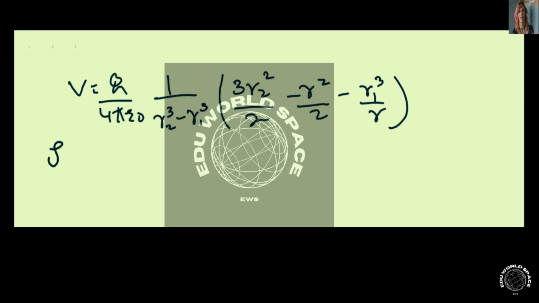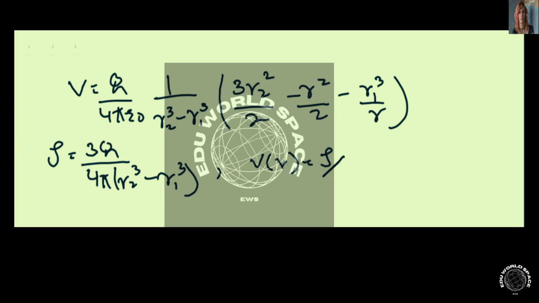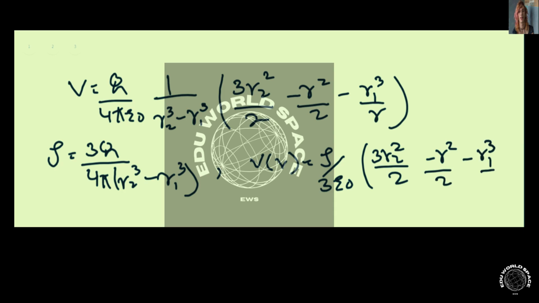Since density is equal to 3Q divided by 4 pi (R2 cube minus R1 cube), this can also be written as V of R, that is density over 3 epsilon times 3R2 squared divided by 2 minus R squared divided by 2 minus R1 cube divided by R.